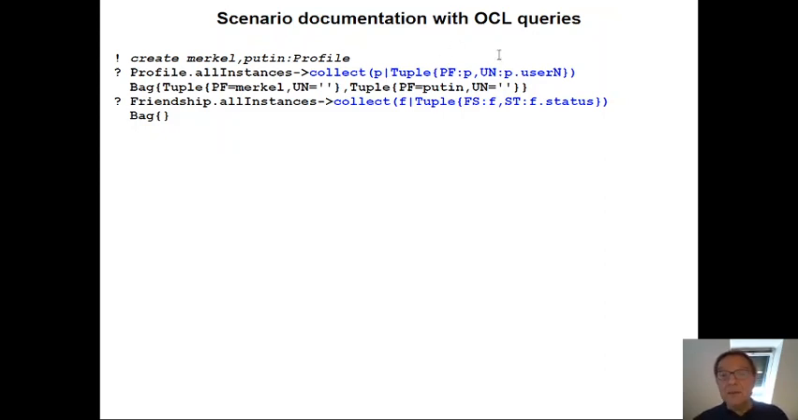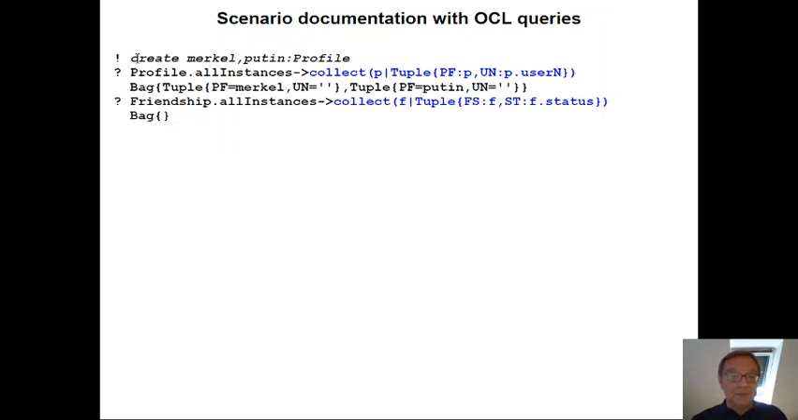And now the values of the tuple: the first component is simply the p, that's a profile, and the second component is p.username. So I'm navigating, or I'm taking from the profile, it's a profile object, and then I'm taking the attribute value username.